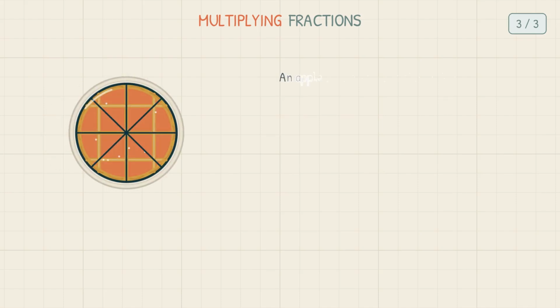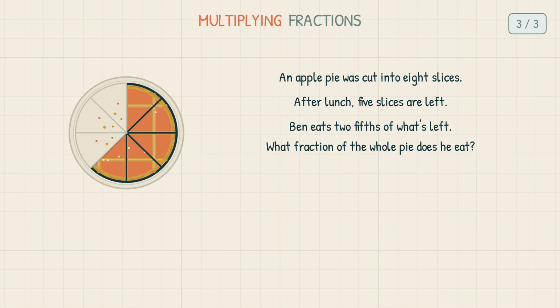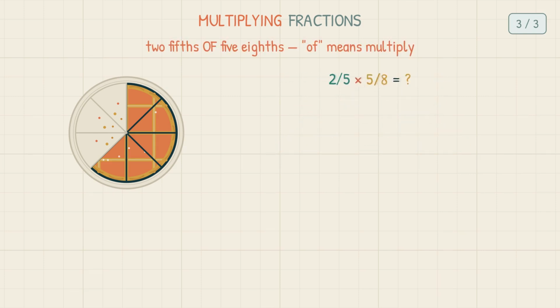1 more. An apple pie was cut into 8 slices. After lunch, 5 slices are left. Ben eats 2/5 of what's left. What fraction of the whole pie does he eat? 2/5 of 5/8. "Of" means multiply, so the same rule works.